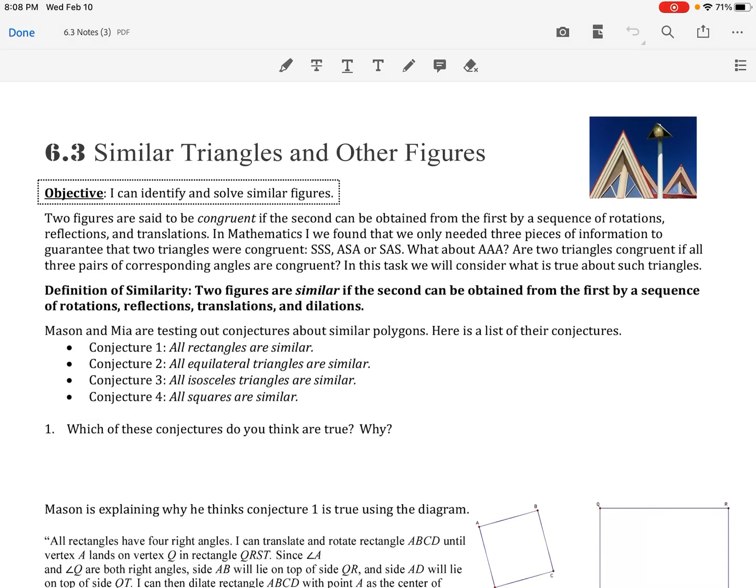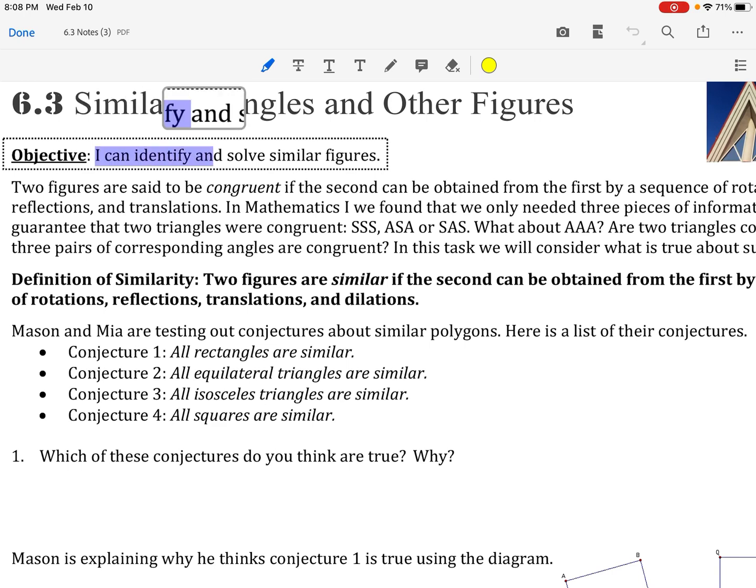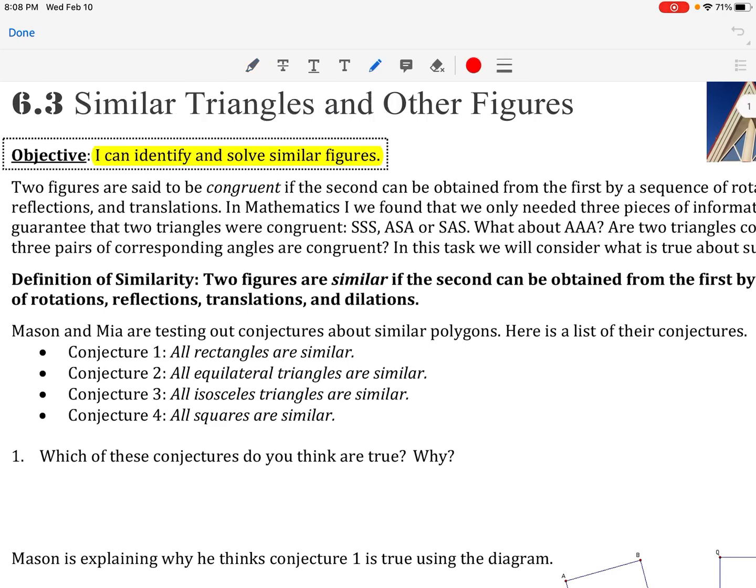In 6.3, we were talking about similar triangles and other figures. Now, we spend a lot of time talking about congruent figures. Today, we're looking at similar figures. So by the end of this lesson, we should be able to identify and solve similar figures.